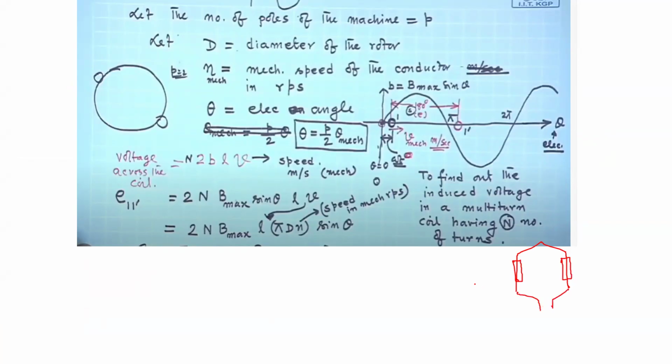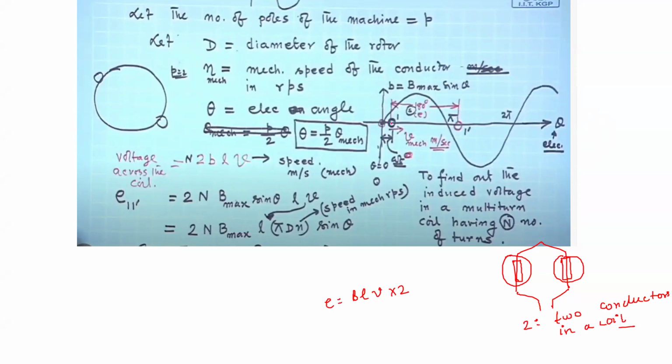So for one conductor, what is the EMF induced? EMF induced for one conductor is BLV, which we have seen from the last class. But there are two conductors in a coil, that is why there is a 2 term, 2 BLV. Okay, 2 for two conductors in a coil, equals 2 BLV.